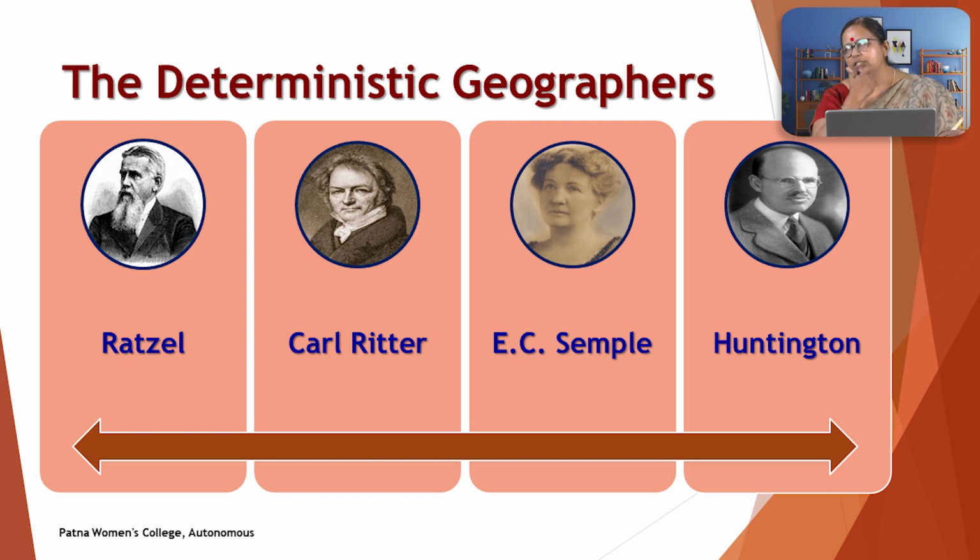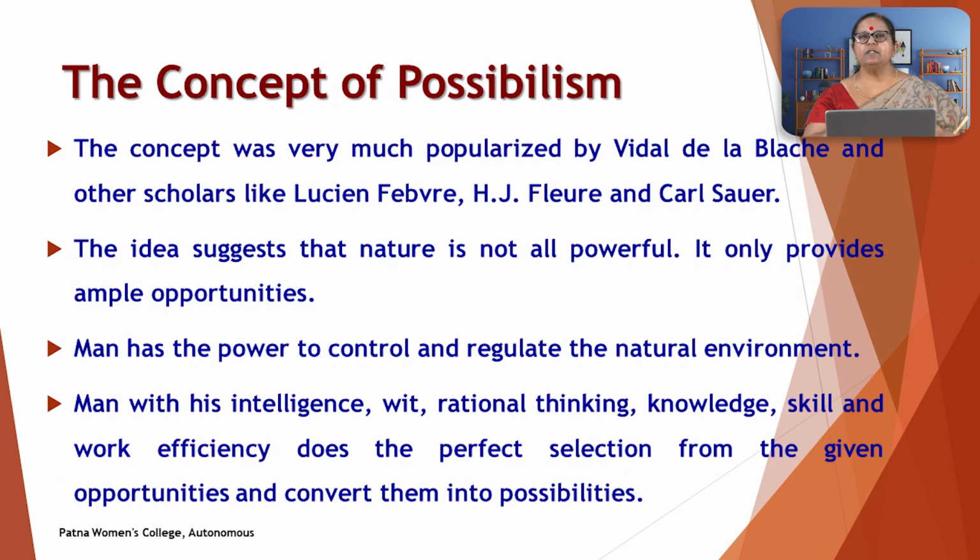Now, when we come to the concept of possibilism, this is actually contradicting the views given by the determinist geographers. They have said that nature is superior, but the supporters of possibilism, mainly French scholars, have said that no, nature is not superpower. Nature is not all powerful. What does nature do? Nature only provides opportunities. And man has his knowledge, his intelligence, his wit, his work efficiency, his rational thinking.